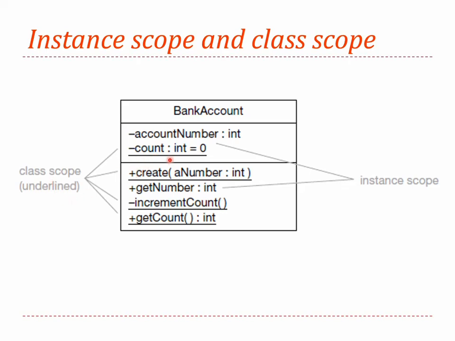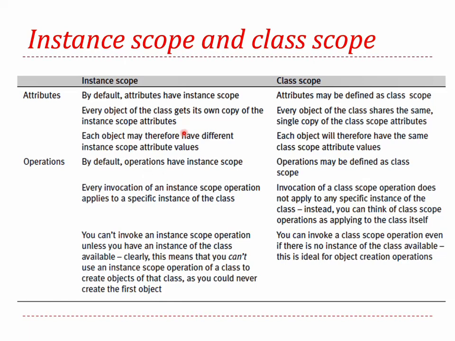So the count attribute belongs to all the objects which are declared under the bank account class. But account number is dependent on that particular object. Similarly for the operations, all the underlined operation names are class scope and not underlined ones are instance scope. Understanding this difference between instance and class scope is essential because it helps developers decide whether the information should be shared among all the objects or maintained separately for each and every object.